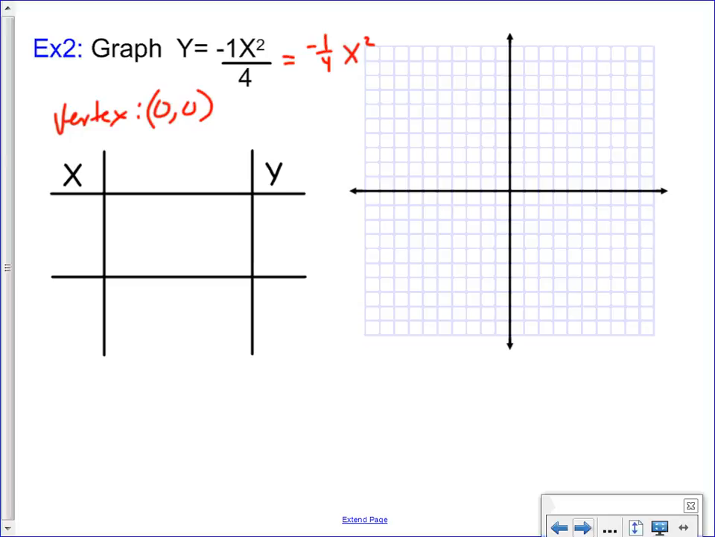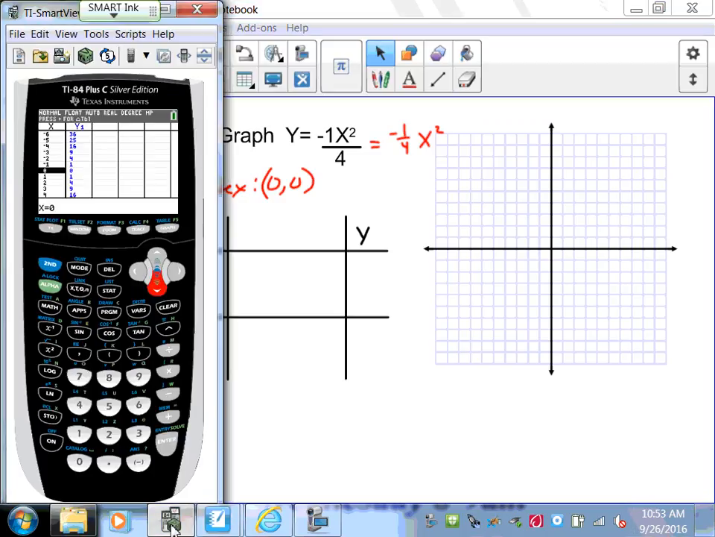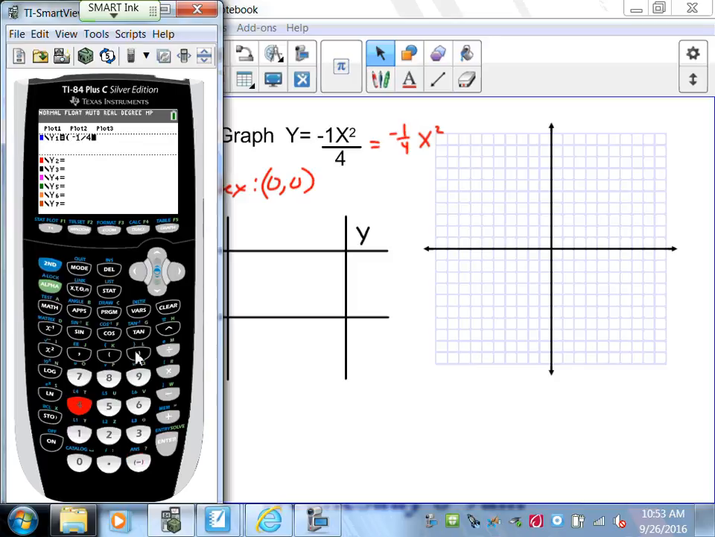Now think about this. When we did absolute value, if the a was less than 1, was it a fat graph or a skinny graph? It was a fat graph. So it's going to be a little bit wider than the last one. Let's take a look. On your calculator, you can use either the fraction button or put it in parentheses like your good algebra teacher taught you. So parentheses, -1 divided by 4, and then x squared.